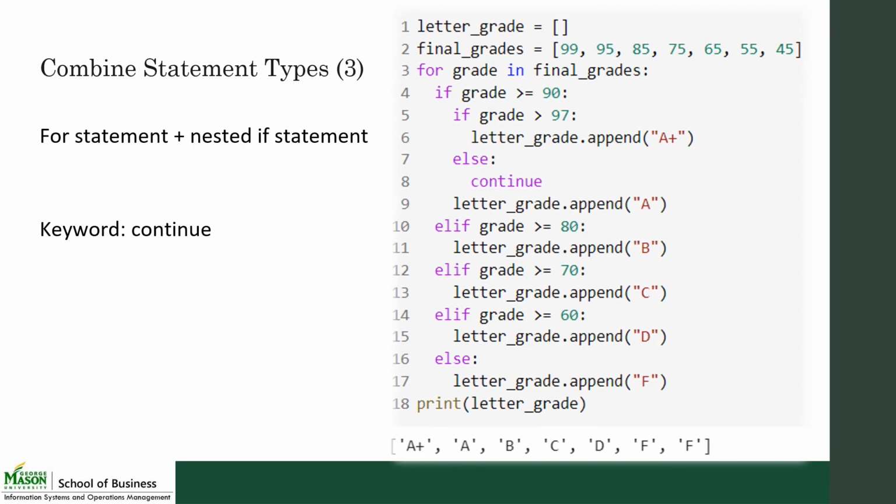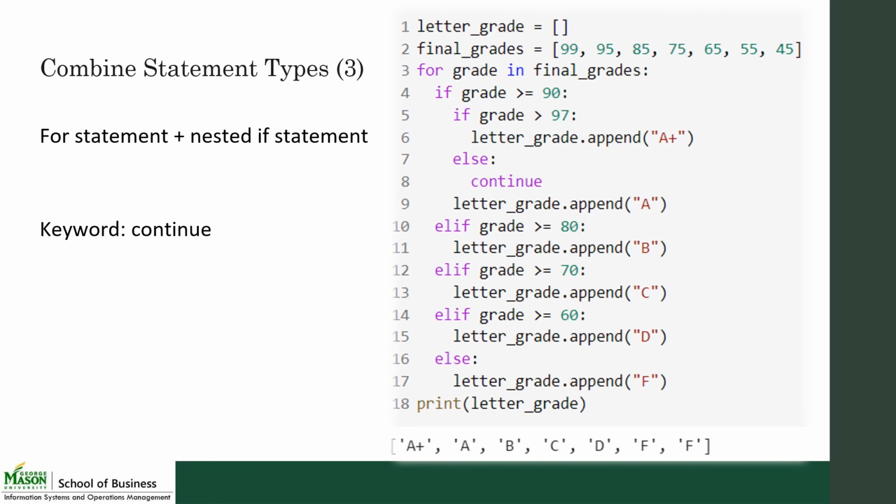We can add to the previous example by using a nested if statement. Let's take a look at lines 4 through 9. Line 4 begins an if statement with a condition greater than or equal to 90. Line 5 consists of another if statement in the suite of the first if statement. This is called a nested if statement. This second if statement checks to see that a grade that happens to be 90 or greater will also be greater than 97, and if it is, then it will add an A+ letter to the letter grades list.